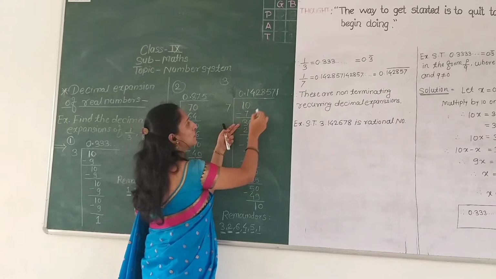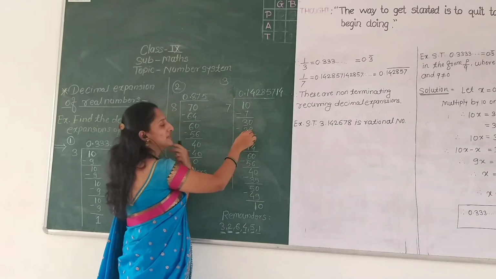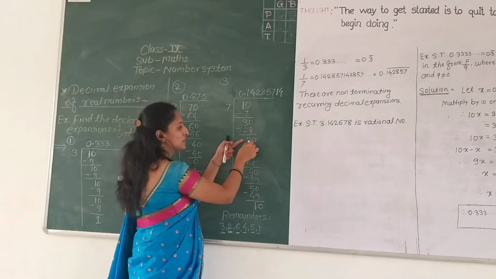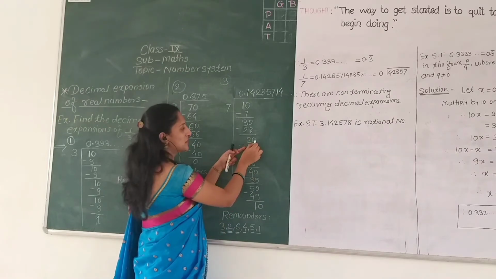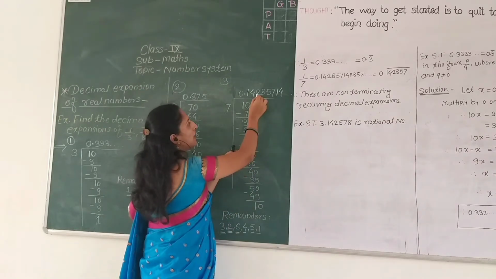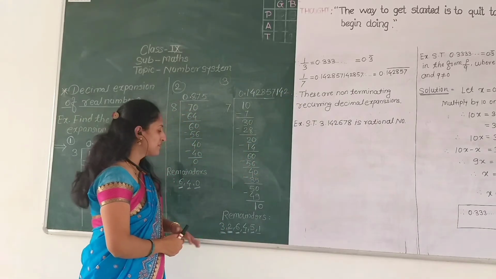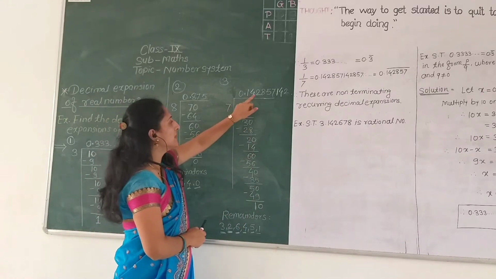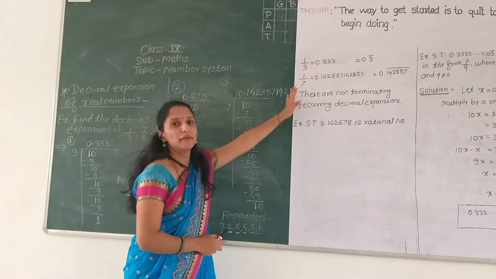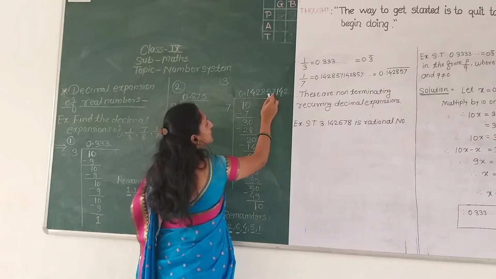So 7 4s are 28. Right. 7 4s are 28. 30 minus 28 is 2. Again remainder is 2. Okay. Now I place again 0. So 7 2s are 14. Okay. And so on. That means here the numbers in the quotient are repeated. So that same block 1 4 2 8 5 7.